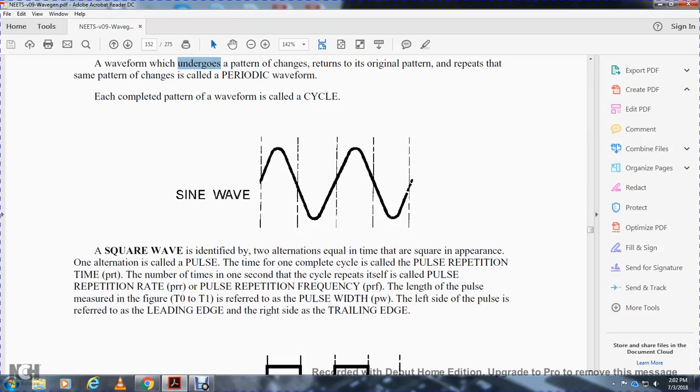The time over one complete cycle is called the period. Repetition time is the number of times in one cycle. The cycle will repeat itself, which is called the pulse repetition rate, or pulse repetition frequency. The length of the pulse, measured in the time interval from time 0 to 1, is referred to as the pulse width. The left side of the pulse is referred to as the leading edge, and the right side of it is called the trailing edge.